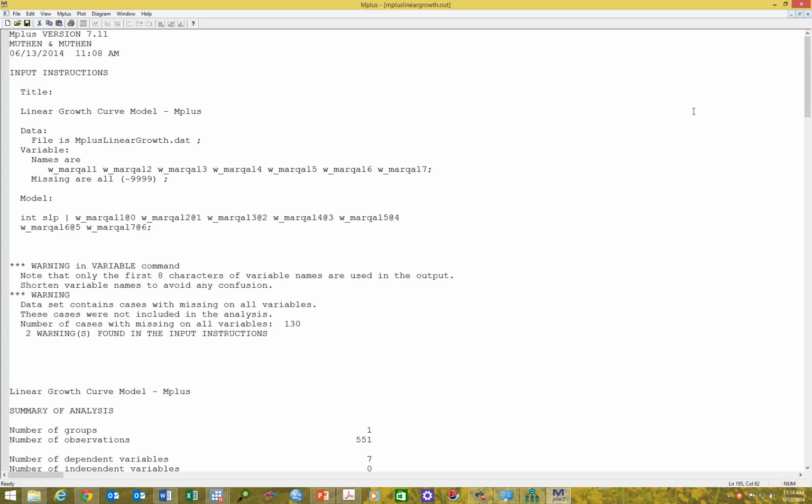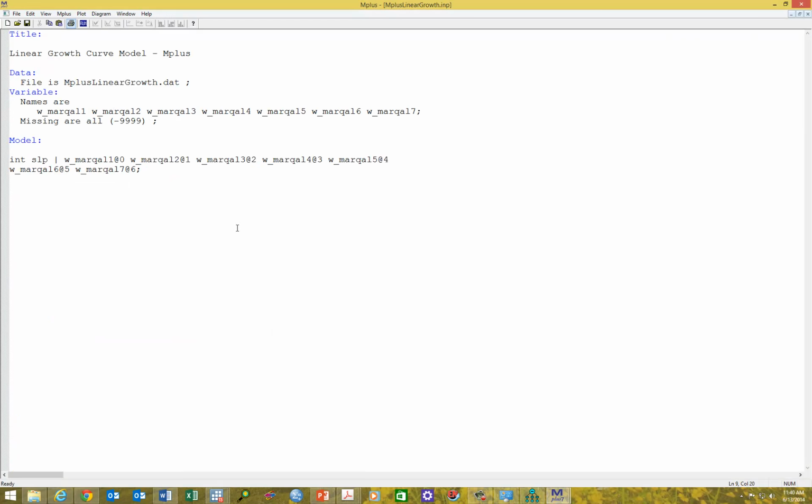Now we also want to maybe look at this, and M+ has a plotting command to be able to see what our growth curve looks like. So here's how you're going to plot your growth curve. You're going to use the plot command, colon, and then you're going to call for the plot type 3. So you're going to say type equals plot 3. That'll give you the options you want.